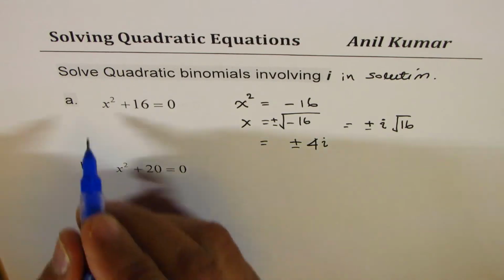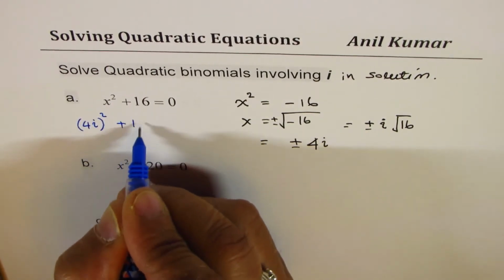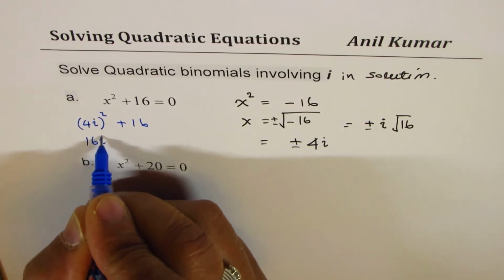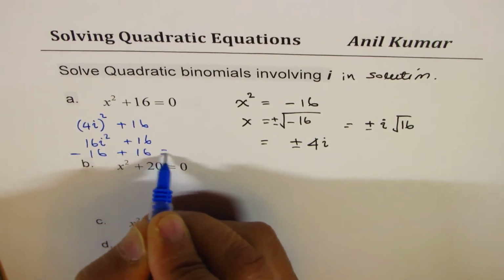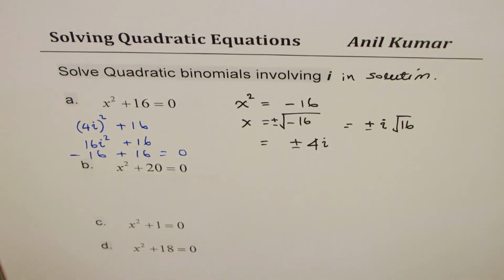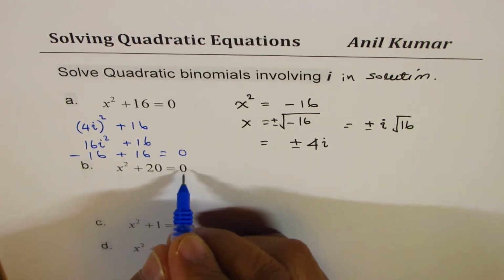You could check this solution. Substituting 4i here, squared plus 16, that gives you 16i squared plus 16. That gives you minus 16 plus 16, which is indeed 0. Simple check. Let's do the next one, which is x squared plus 20 equals 0.